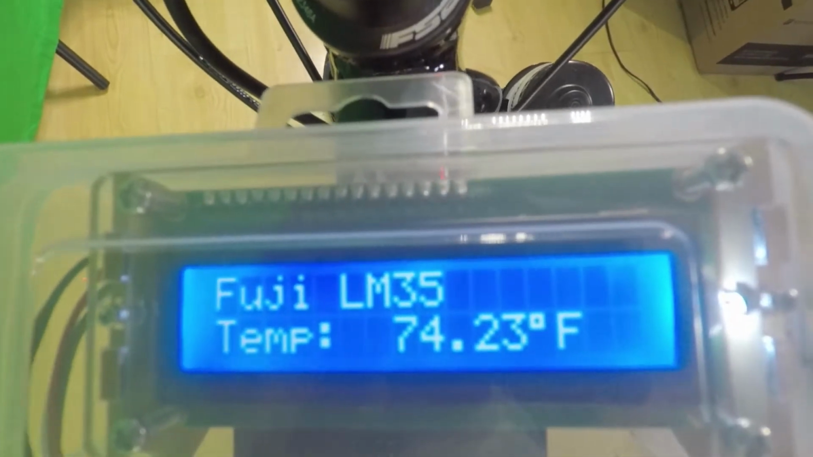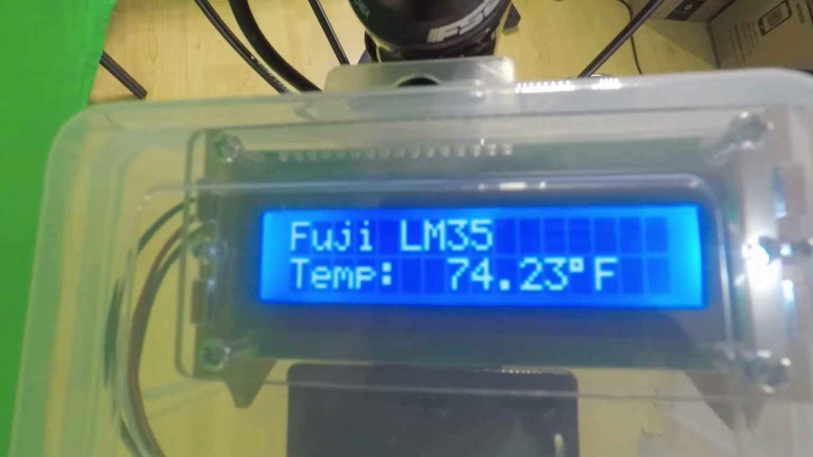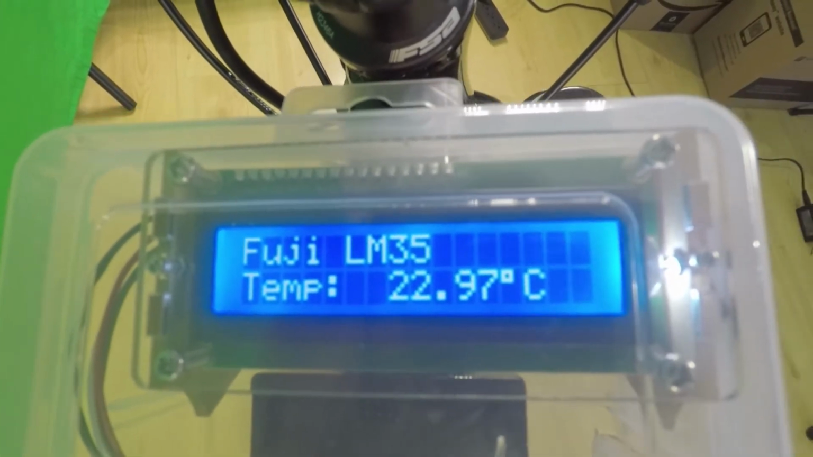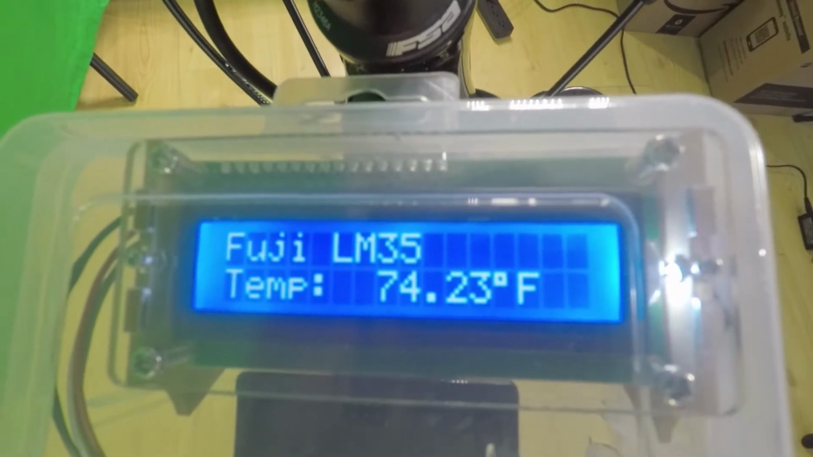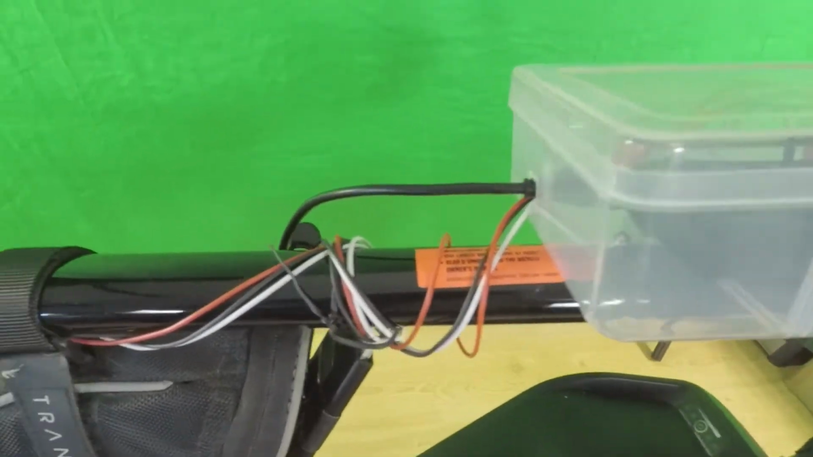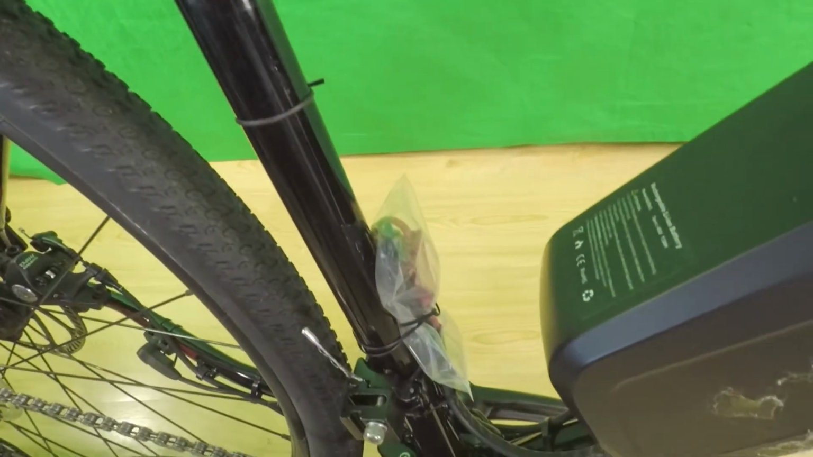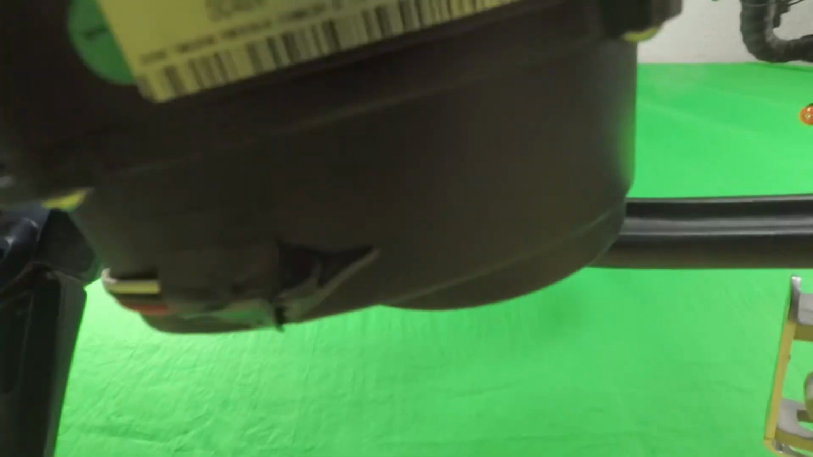It is 74 degrees Fahrenheit and 23 degrees Celsius. And I just put in that little Fuji LM35. LM35 is the type of temperature sensor. I actually routed the wires down this way, and then it goes down the other end and goes into the motor. So you can't see because there's electrical tape there, but underneath the electrical tape, these are the wires.